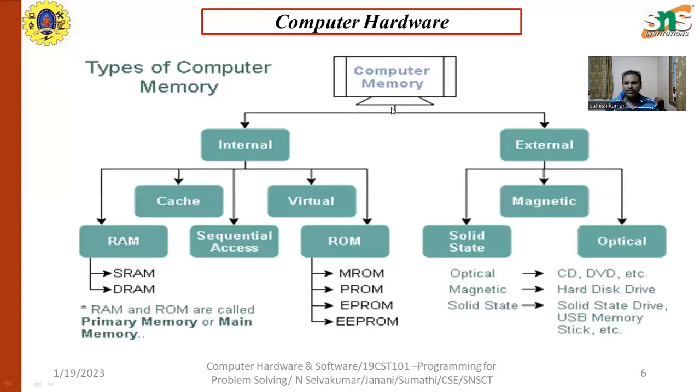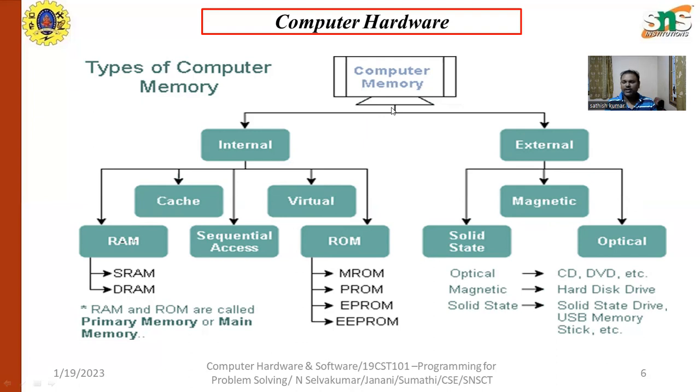So next one is types of computer memory. Computer memory is classified into two types: one is internal and another one is external. The internal memory has cache memory, virtual memory, RAM and ROM, and sequential access. RAM is random access memory. It is otherwise called primary memory or main memory. In RAM, we have SRAM and DRAM.